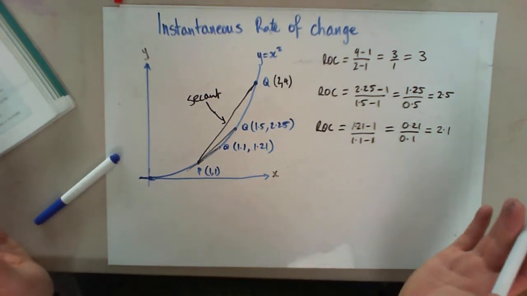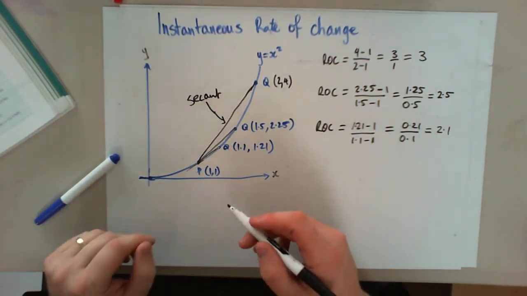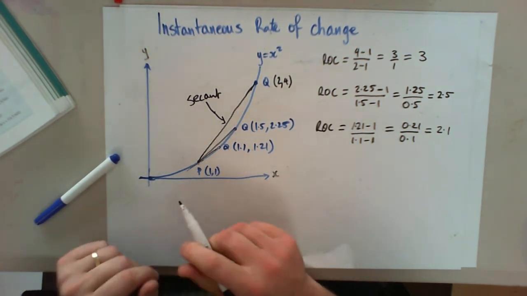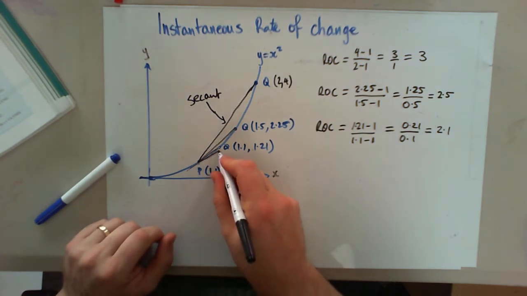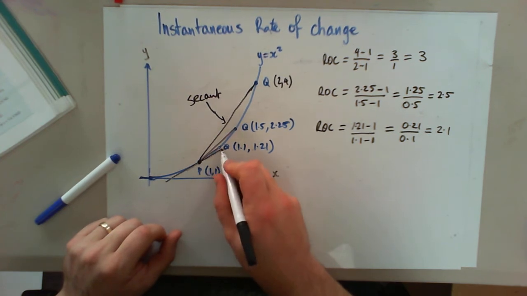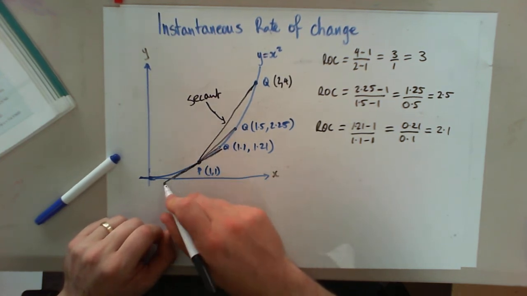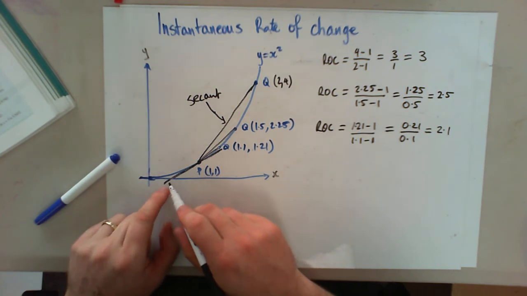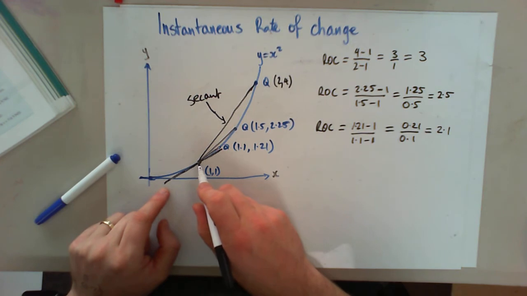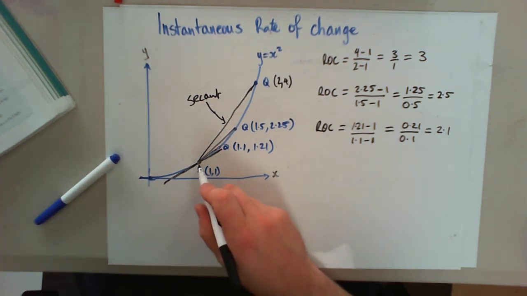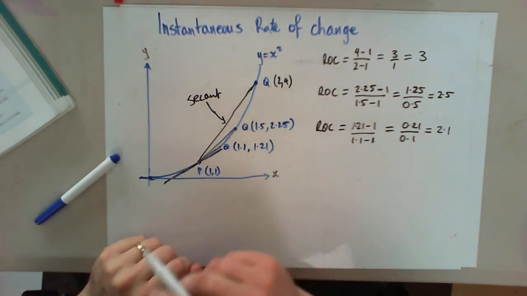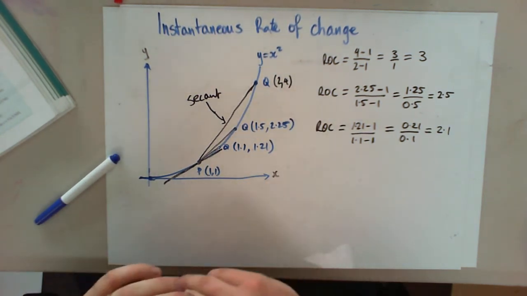If we keep making that closer and closer, we're going to get closer and closer to the actual value. What the actual value is, is the gradient of a tangent at that point. That's because our very definition of a tangent is a straight line touching a point on a curve and having the same gradient as the curve. That's what a tangent is: a line that has the same gradient as the curve where it touches it. So we can make this closer.